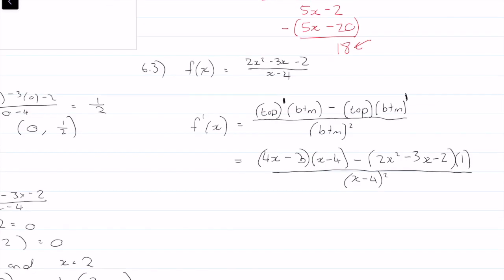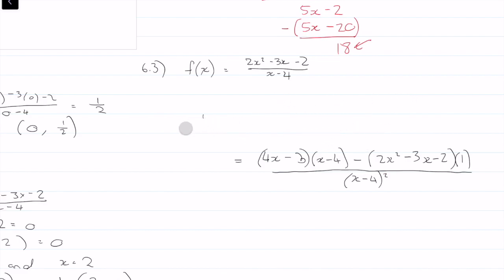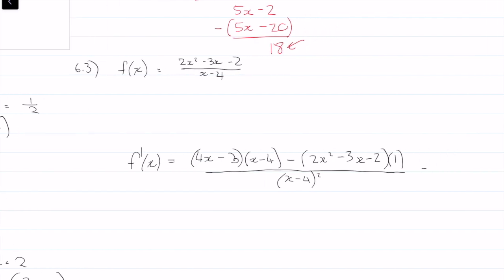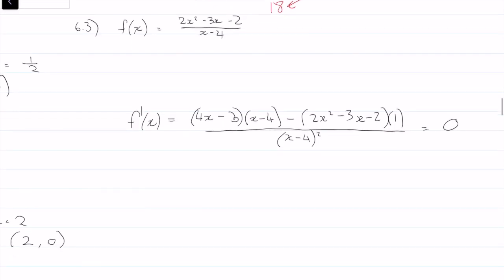Okay, now I can remove all of this. So that is equal to my f dash of x, and I need to set this equal to 0. Once I've done that, I can basically just multiply everything out now. So what I get is 4x squared minus 16x minus 3x plus 12 minus 2x squared plus 3x plus 2 is equal to 0.